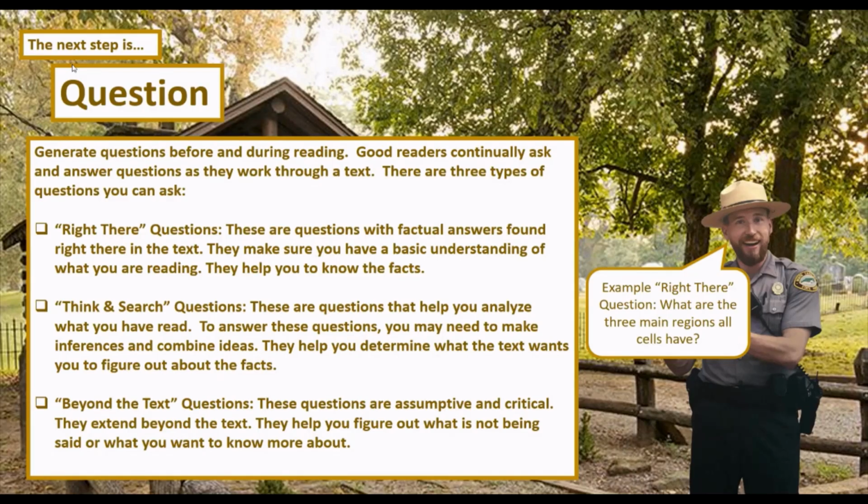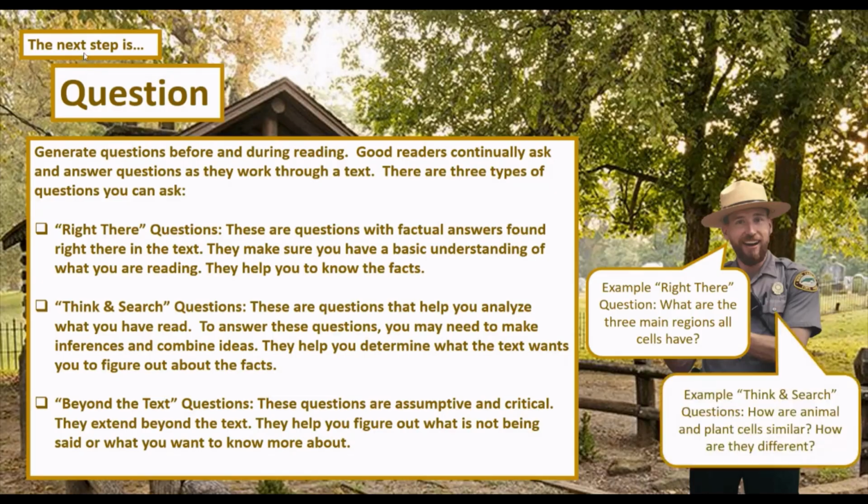We also have think and search questions, and these are questions that help you analyze what you have read. To answer these questions, you may need to make inferences and combine ideas. They help you determine what the text wants you to figure out about the facts. So, for example, you might say, how are animal and plant cells similar? In a biology textbook, usually you have a section on animal cells and a section on plant cells. So what you can do is read those and then compare the two sections, see what's the same in each cell, see what's different.